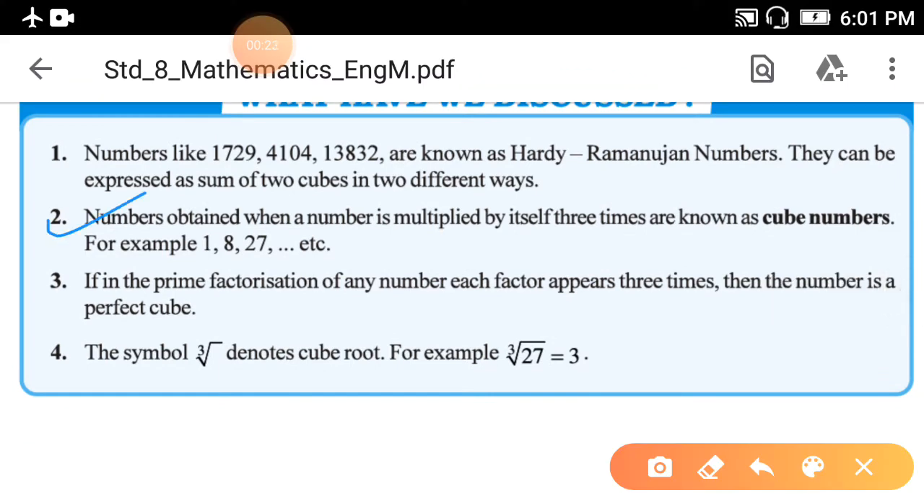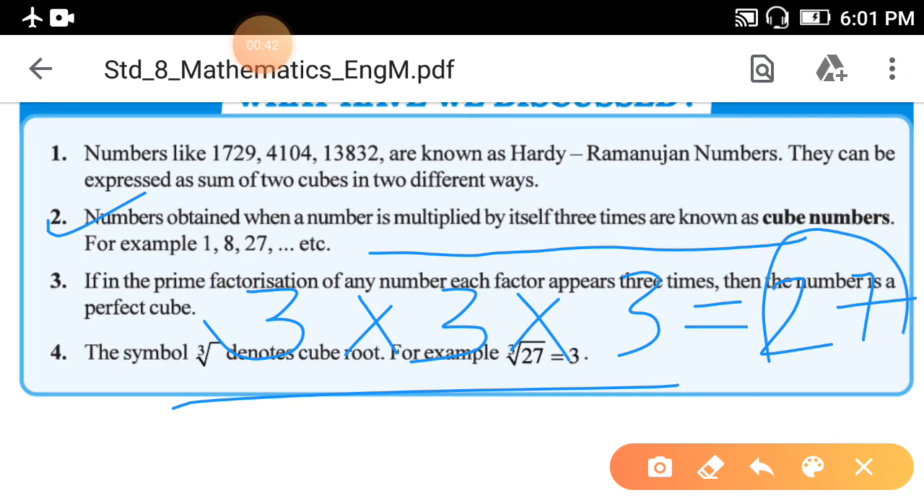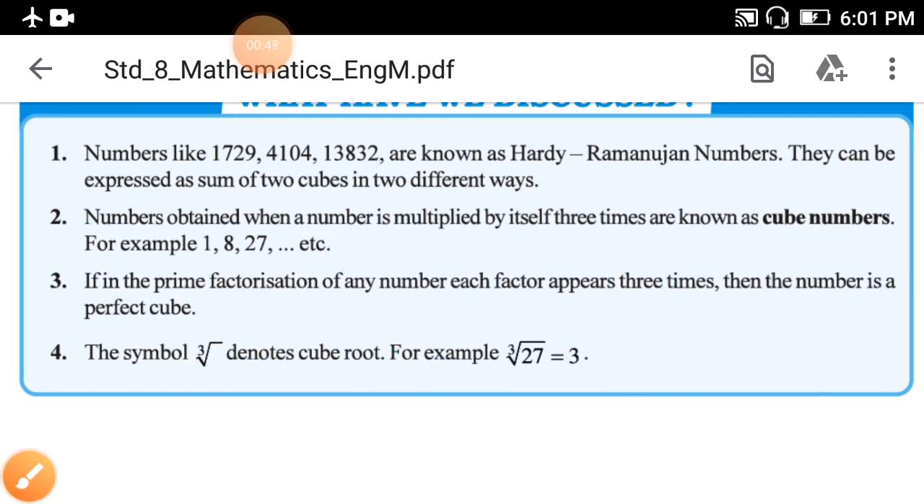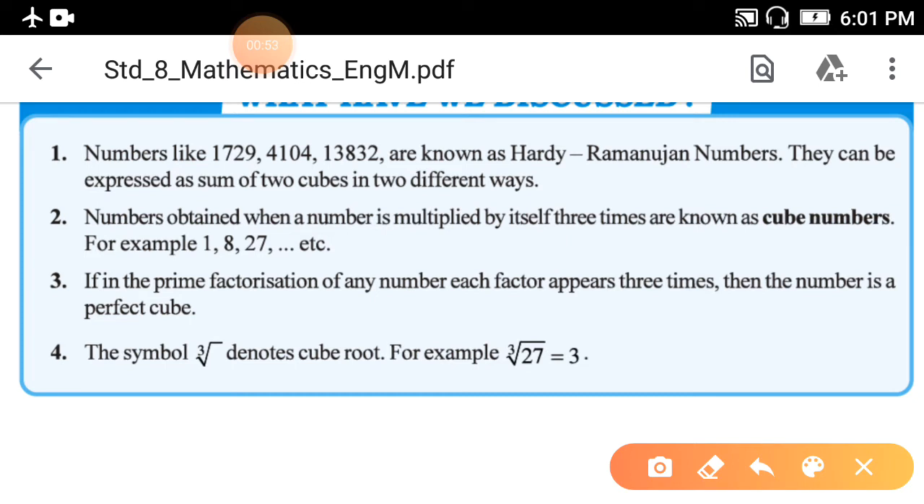Numbers obtained when a number is multiplied by itself 3 times are known as cube numbers. For example, 3. When you are multiplying the same number 3 times, then whatever number you are getting after multiplication is a cube number. So 3 times you will multiply 3. 3 3s are 9. 9 3s are 27. So 27 is a cube number.